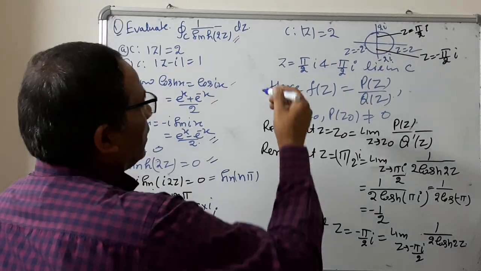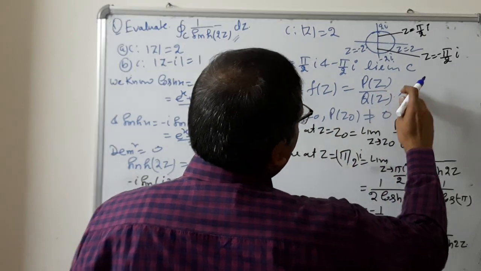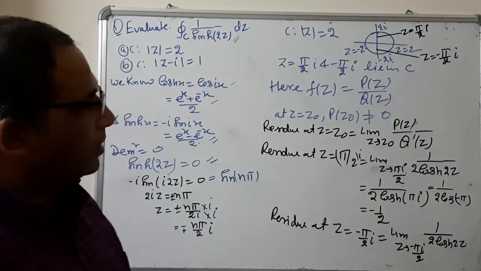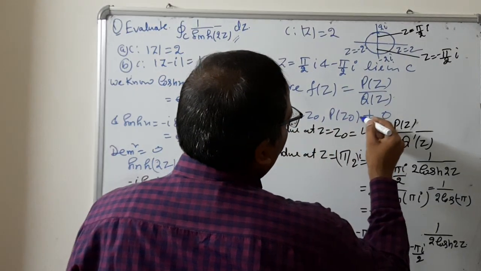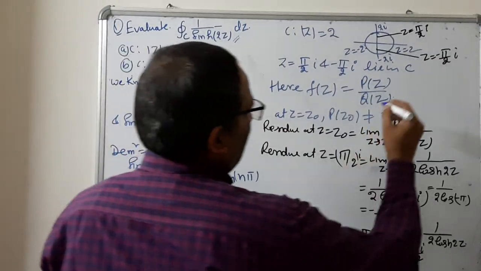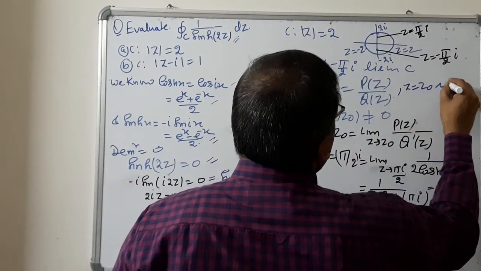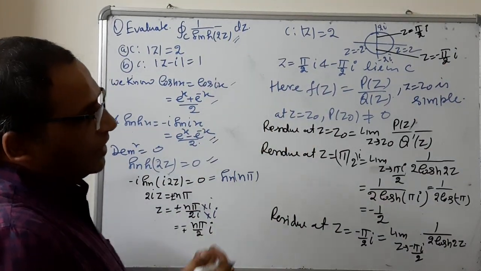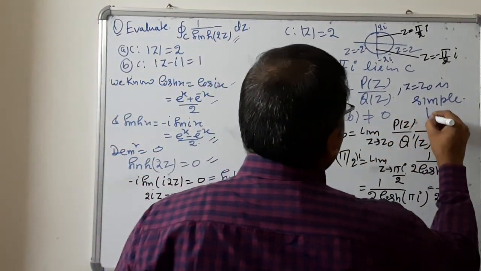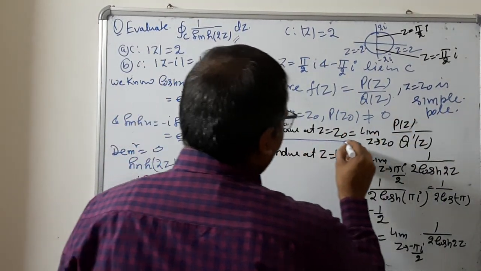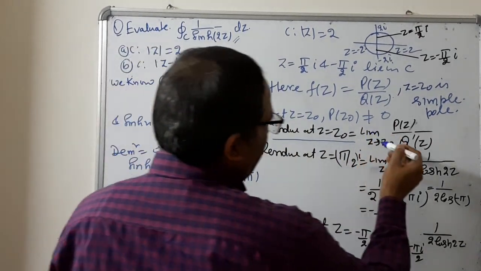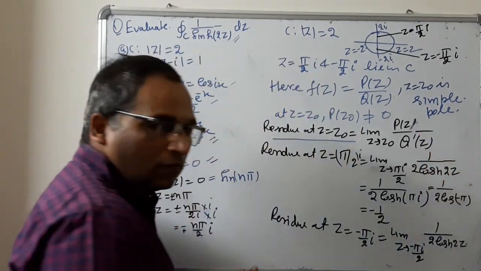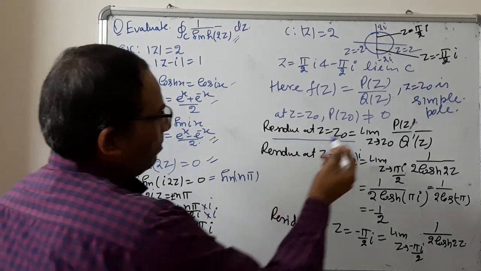Here you can also see that f of z can be written as p(z) upon q(z), and at z equal to z0, p(z0) is not equal to 0. If z equal to z0 is a simple pole, which you already studied, then the residue at z equal to z0 can be written as the limit of z tending to z0 of p(z) upon q dash(z), the derivative of q(z) in the denominator. So we apply this formula.